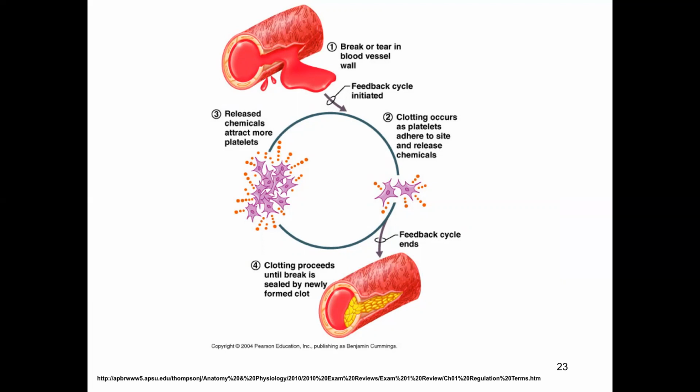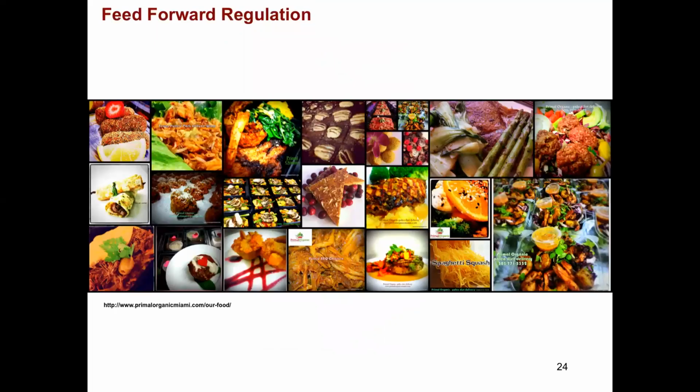Then there's this other thing. I always use a picture of food here because it's really related to that. The next thing is not a feedback mechanism. It's called feed forward regulation, not feedback. All right, so don't say feed forward feedback. That's not what it is. I list it here because it's something that's also important to the body, and it's usually a good way to think about it is with food.